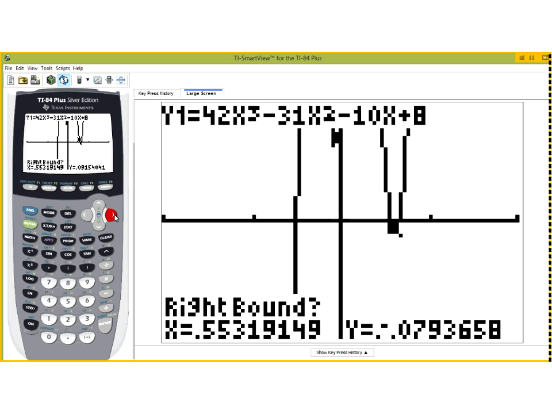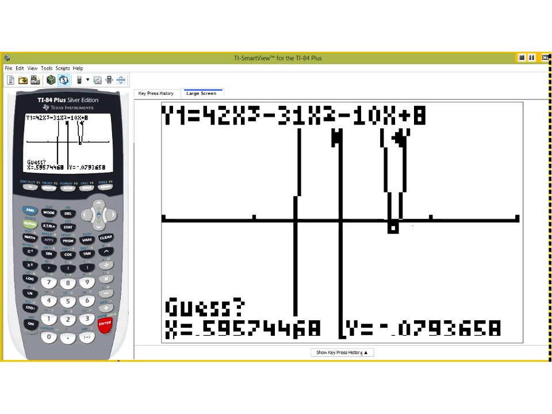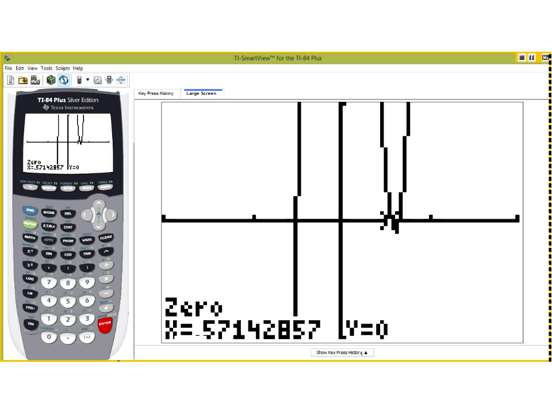Okay, we're starting to come down. All right, so the right bound, see how this is negative and over here it was positive? So my 0 occurs somewhere between there and there. So this is going to be my right bound. So remember, we have to bracket the 0. And we get 0.5714287. That could be irrational.